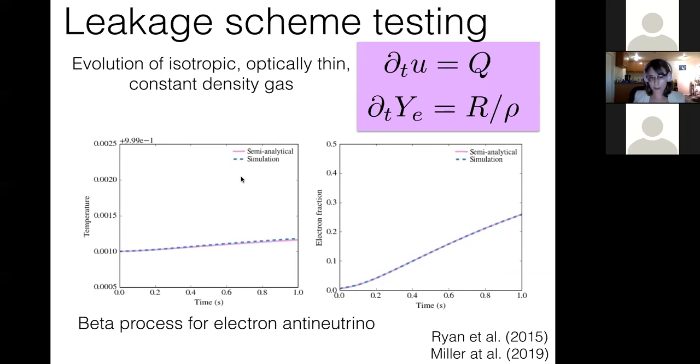This is for the electron antineutrino and only considering the beta process, but we of course have also tested all the other processes and you see something similar. And what I want you to notice is that we are in agreement. So we actually do a good job of getting the Q and R, at least in the optically thin regimes, because this is only testing the optically thin regime.